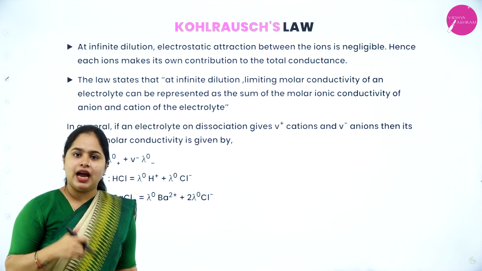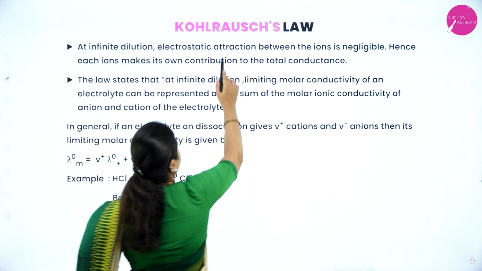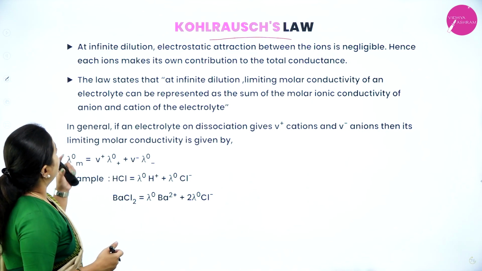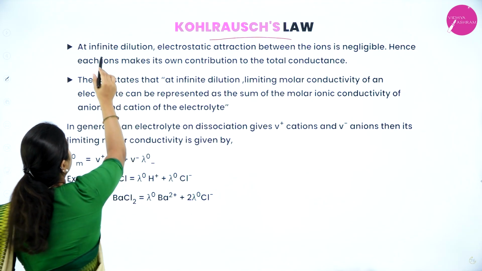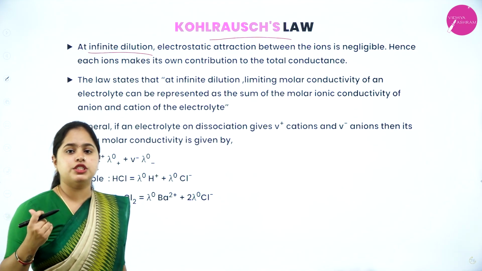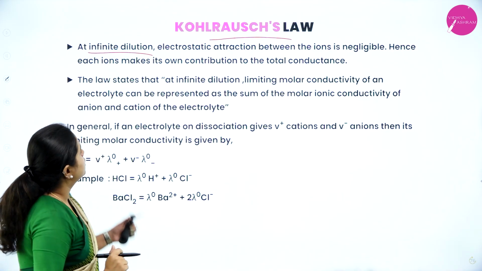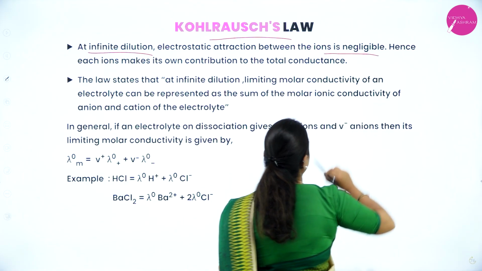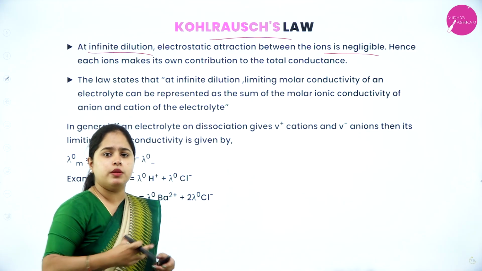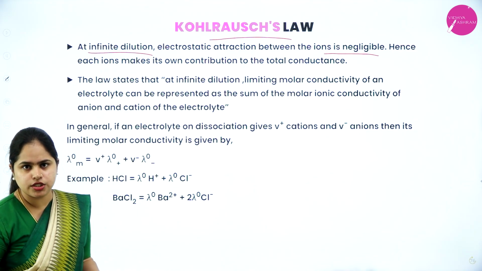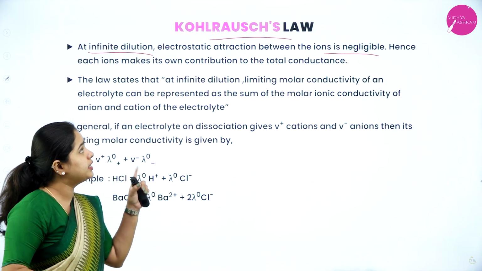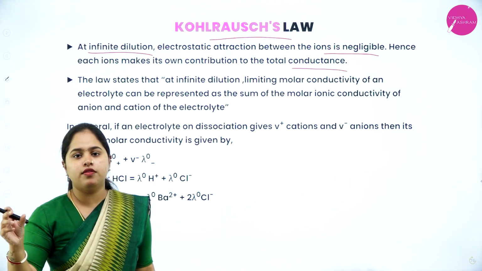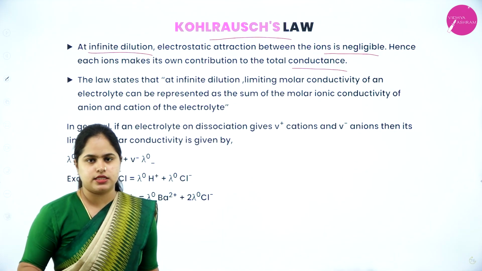Okay, now that is based on a law which is called Kohlrausch's law, which is a very important law. So let us understand what the law is. At infinite dilution, that means the dilution is maximum, or the concentration is nearly equal to 0, right? So the electrostatic attraction between the ions is negligible. Okay, the dilution is maximum means the ions will be far apart. They won't be having any attraction with each other. Hence, each ion makes its own contribution to the total conductance. Okay, so each ion will have its own contribution towards the conductance. Now what happens?